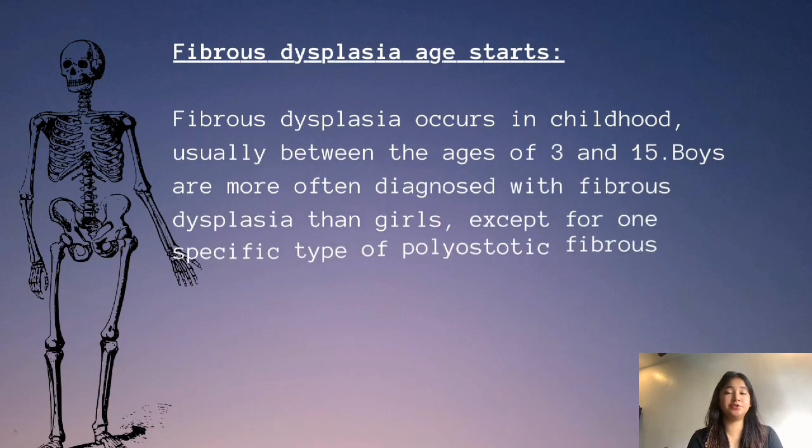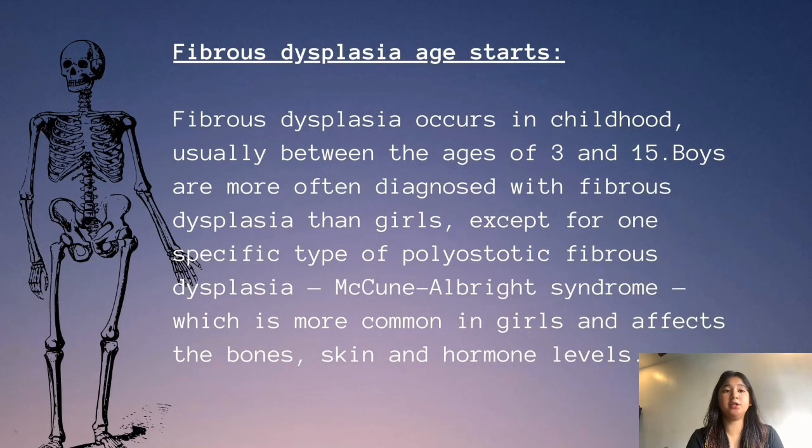Fibrous dysplasia occurs in childhood, usually at the age of 3 to 15. Boys are more often diagnosed with fibrous dysplasia than girls, except for one specific type of polyostotic fibrous dysplasia, and this is the McCune-Albright syndrome, which is more common in girls. Children with McCune-Albright condition have weakened bones that break easily. The disorder is present at birth, but symptoms may not appear until later in childhood.